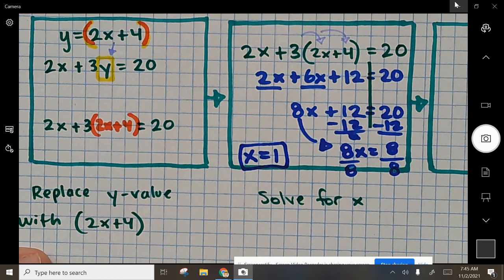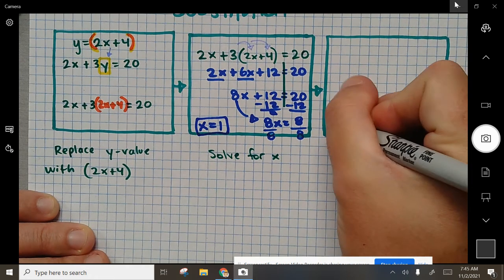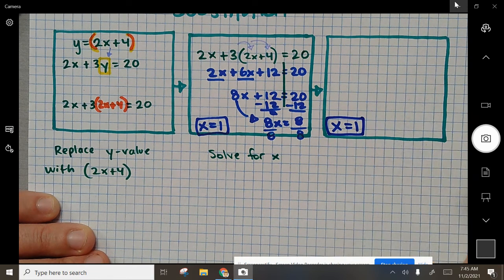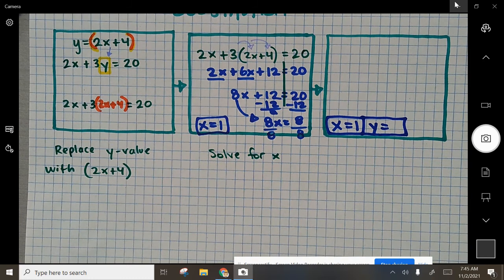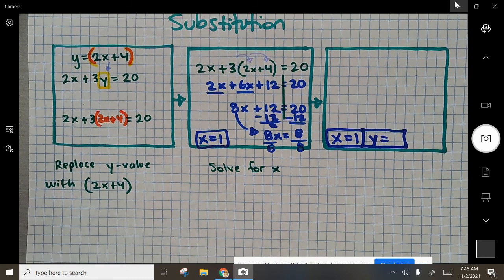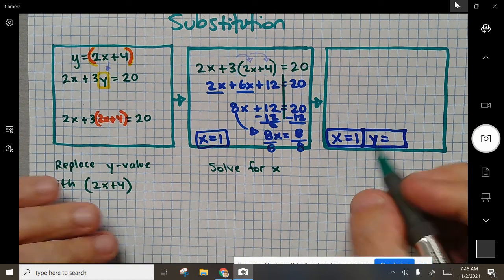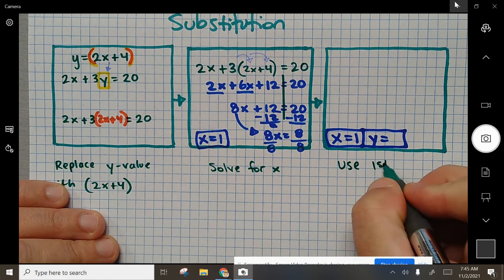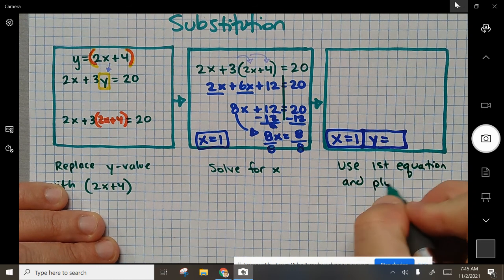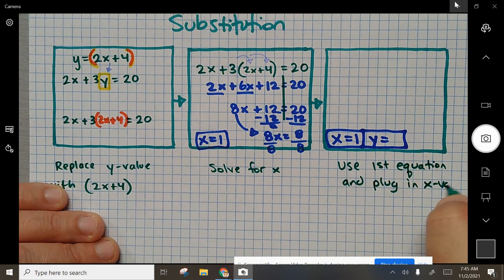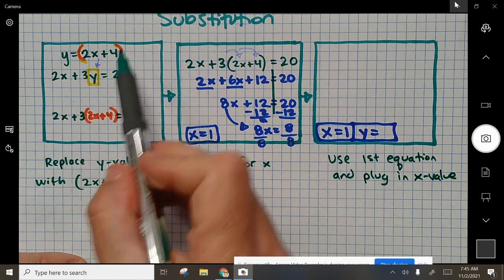So you have solved half the battle. You know what x is, and that's huge. That is super awesome. And we're going to put that here. x equals 1. But now we have to figure out not just what x is, but what y is. And this is kind of a tricky piece. I'm going to go ahead and take this first equation, use the first equation, and plug in the x value. It looks confusing, but we're going to go ahead and do this.